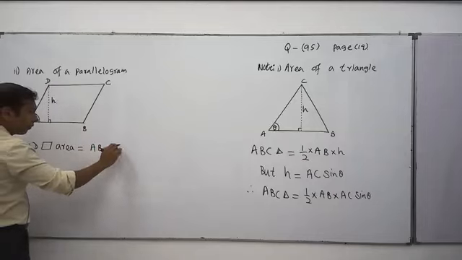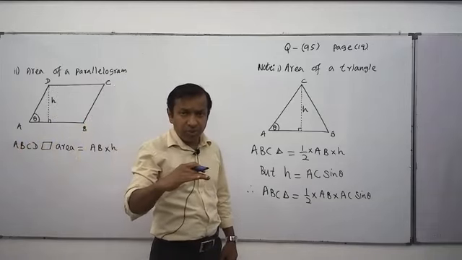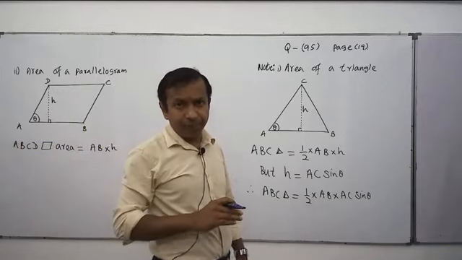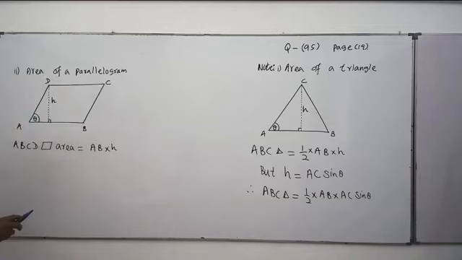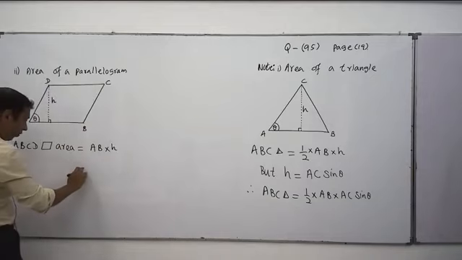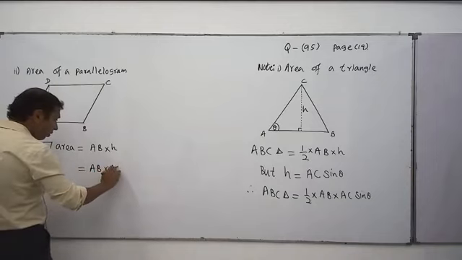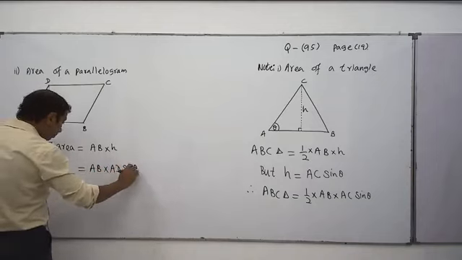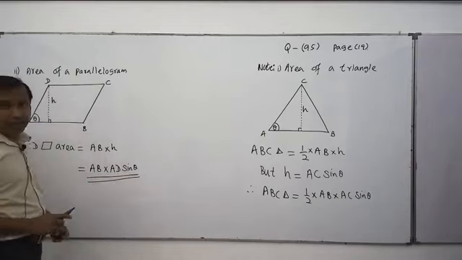AB multiplied by H. So side multiplied by the perpendicular distance between that side and its opposite side. Opposite sides of a parallelogram are parallel. But what is this H? H means AD sine theta. AD is the hypotenuse, this is theta, and the opposite side is AD sine theta. So therefore we can write AB multiplied by AD sine theta. This is the area. These two results we need, people, in taking the answers here.